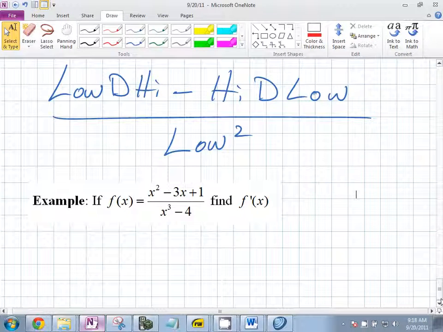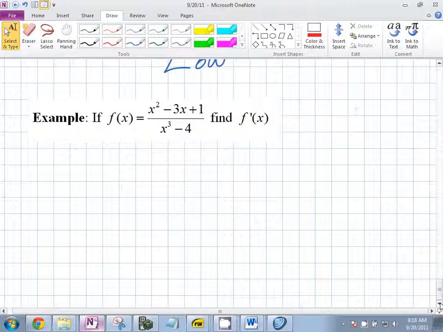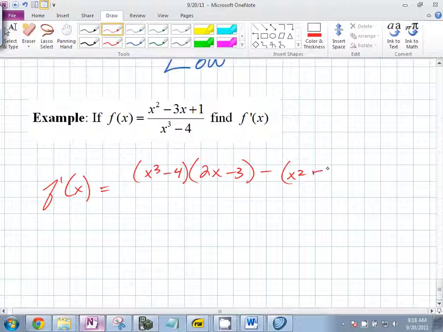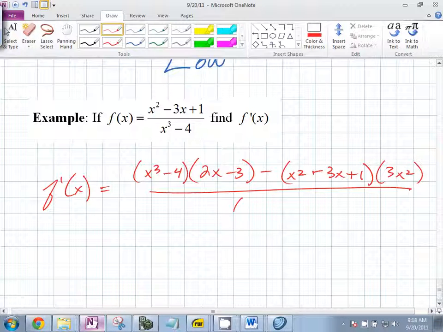So in this case, if we do the derivative here, what's the lower function? Low, d high. What's the derivative of the top? Minus high, d low. What's the derivative of the bottom? All over x cubed minus 4, squared. If I just ask you for the derivative, you can stop there.